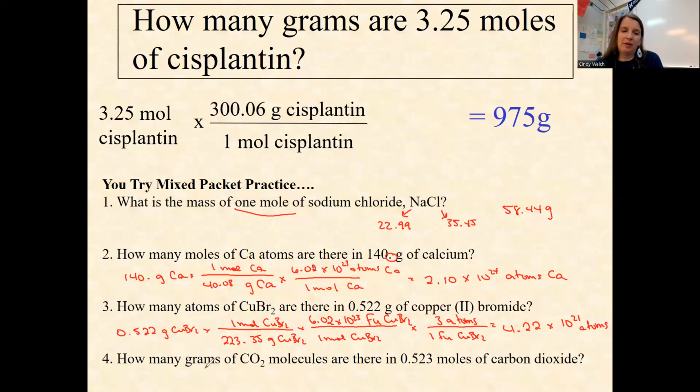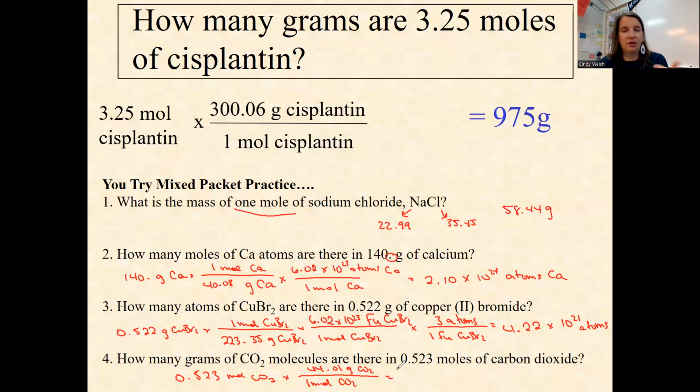In the last problem, how many grams of CO2 molecules are there in 0.523 moles of carbon dioxide? So 0.523 moles of CO2. What am I putting down here at the bottom? 1 mole of CO2. And on the top goes my molar mass, 44.01 grams of CO2.